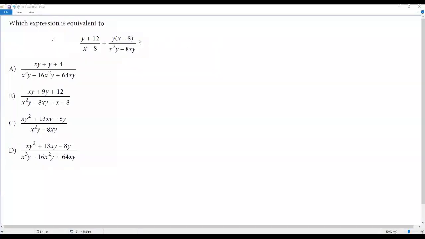Here we have a SAT math question. Let's go to the information. Which expression is equivalent to (y + 12)/(x - 8) + (y(x - 8))/(x²y - 8xy)?